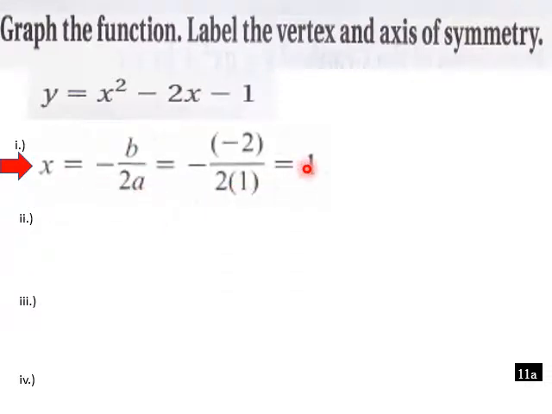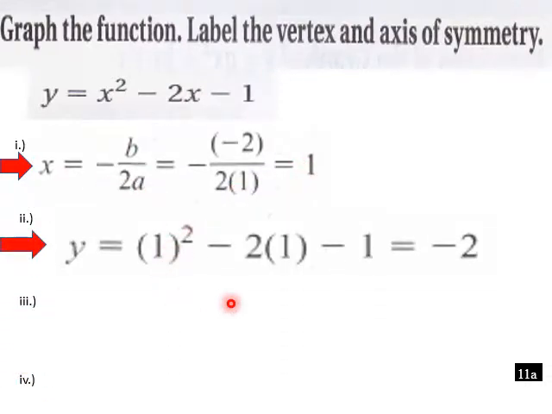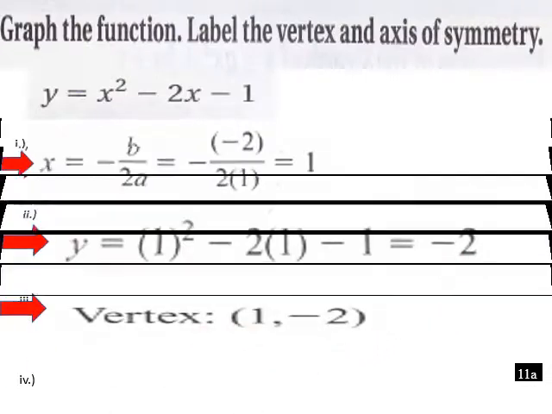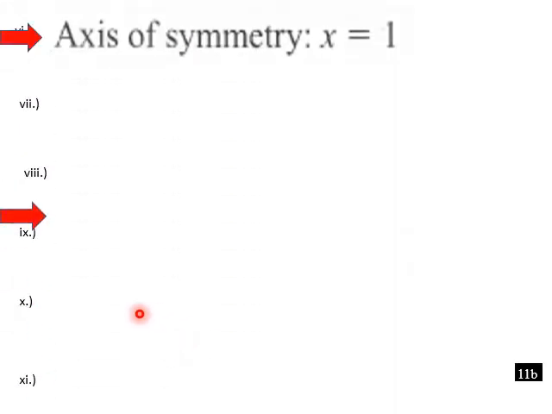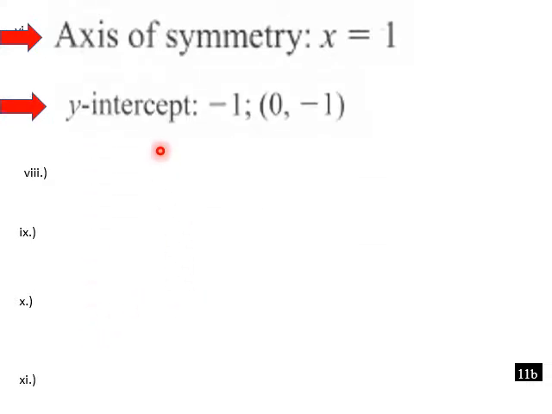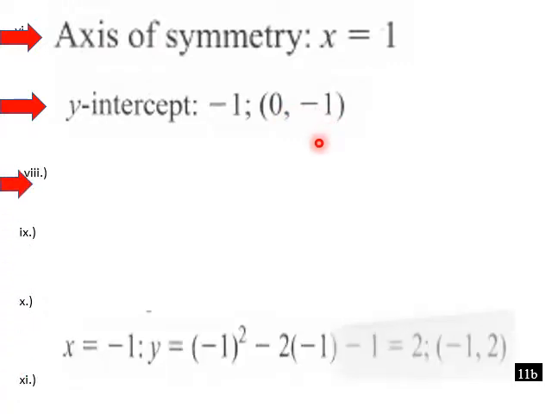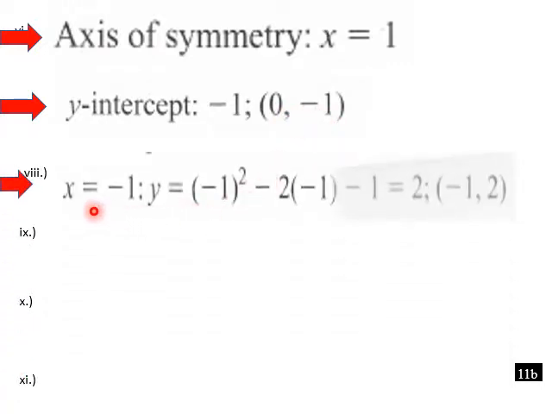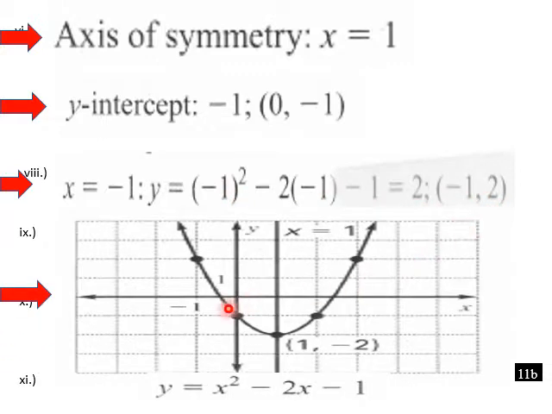Negative b over 2a is 1, so we plug that back into the original, and we get negative 2. So there's our vertex, and we know it opens up. When x equals 1, y equals negative 2. What does that look like? Well, the axis of symmetry is x equals 1. The y-intercept is negative 1, so (0, negative 1). And when x equals negative 1, we plug that in and we get 2. So we get this situation going on here.